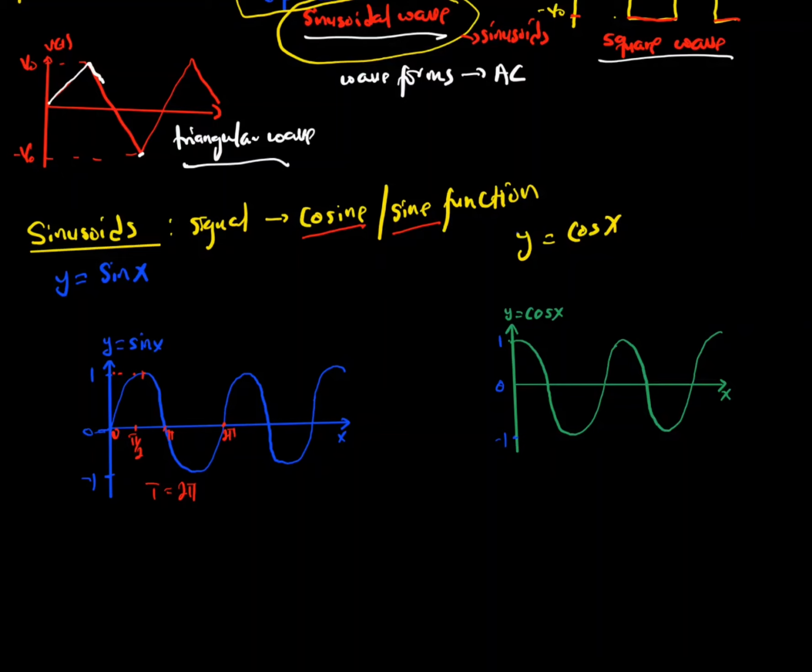And for the cos function, at 0, cos is 1. It attains its maximum value. At 90 degrees, or pi over 2, cos is 0.